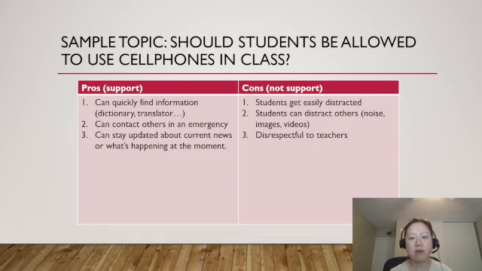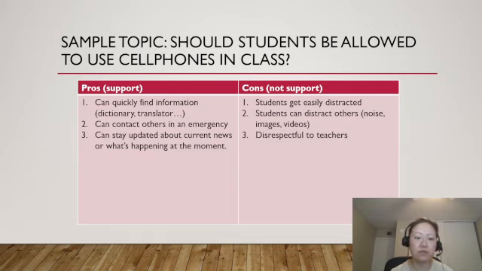And then because this is an argumentative essay, I think it's helpful to come up with the ideas depending on the advantages and disadvantages. So here you can see I've made a chart, for the ideas that support cell phone use in class and the ideas that do not support cell phone use in class. My 3 points for supporting cell phone use in class are: first, you can quickly find information, right? Students can use it as a dictionary or a translator, so it's very fast.